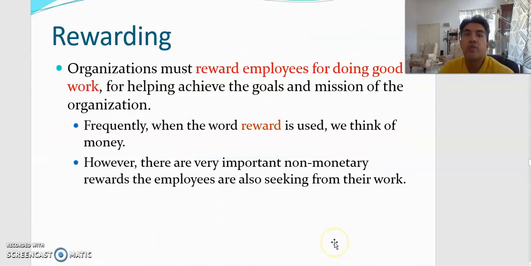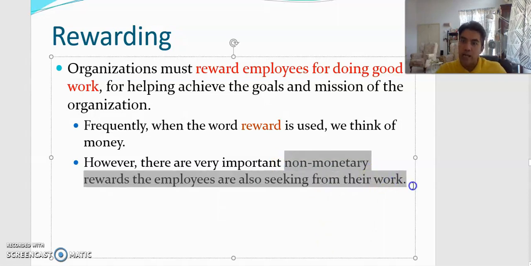And then we go into compensation, rewarding. Organizations must reward employees for their good work, for helping to achieve organizational goals and mission. And usually when we think about reward, we think about money. But sometimes non-monetary rewards are also what organizations or employees are looking for.